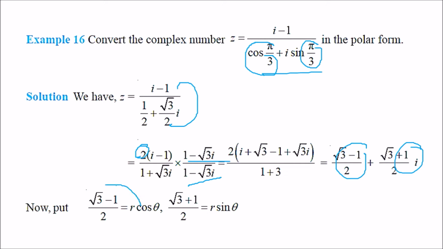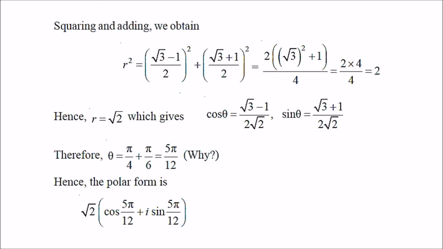So r cos theta is (root 3 minus 1) by 2, and r sin theta is (root 3 plus 1) by 2. Then when you square and combine them, you get r square equal to 2, that is r equal to root 2. Which gives cos theta as (root 3 minus 1) by 2 root 2, and sin theta is (root 3 plus 1) by 2 root 2. So theta is going to be pi by 4 plus pi by 6, that is 45 degrees plus 30 degrees, 75 degrees actually. How are you going to get it?